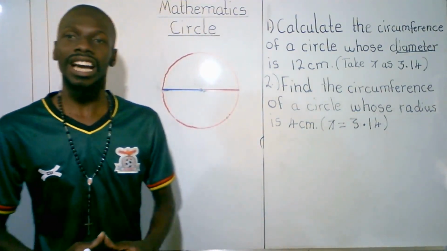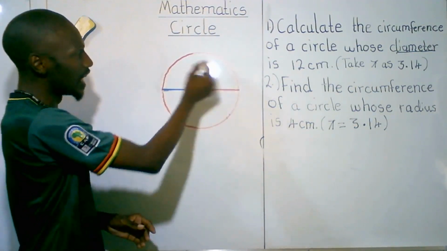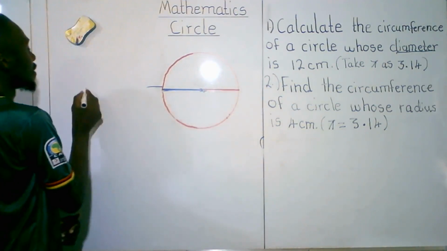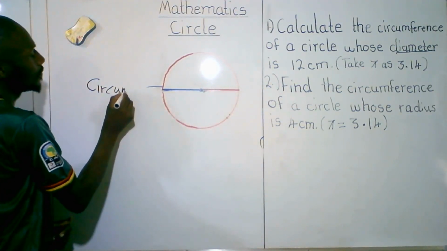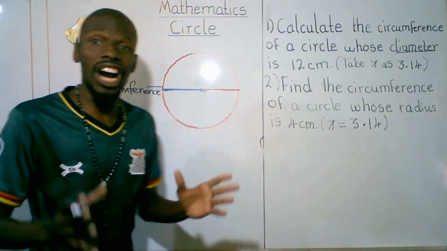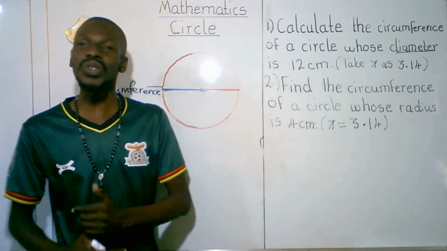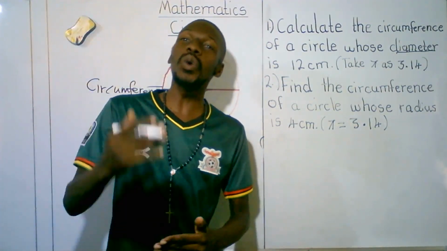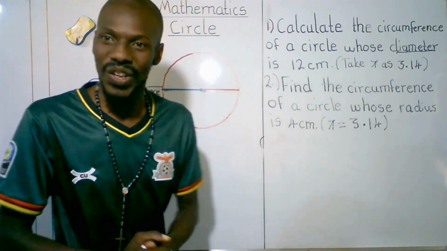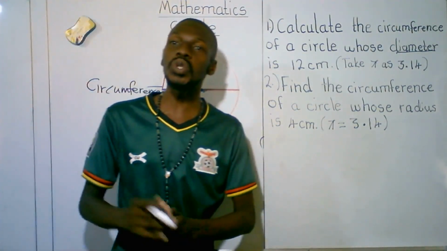In this mathematics video, we're going to discuss the circle. Some basic parts of a circle: the line around the circle is known as the circumference. So if they ask you to find the circumference of a circle, they want you to solve for the total distance around the circle.